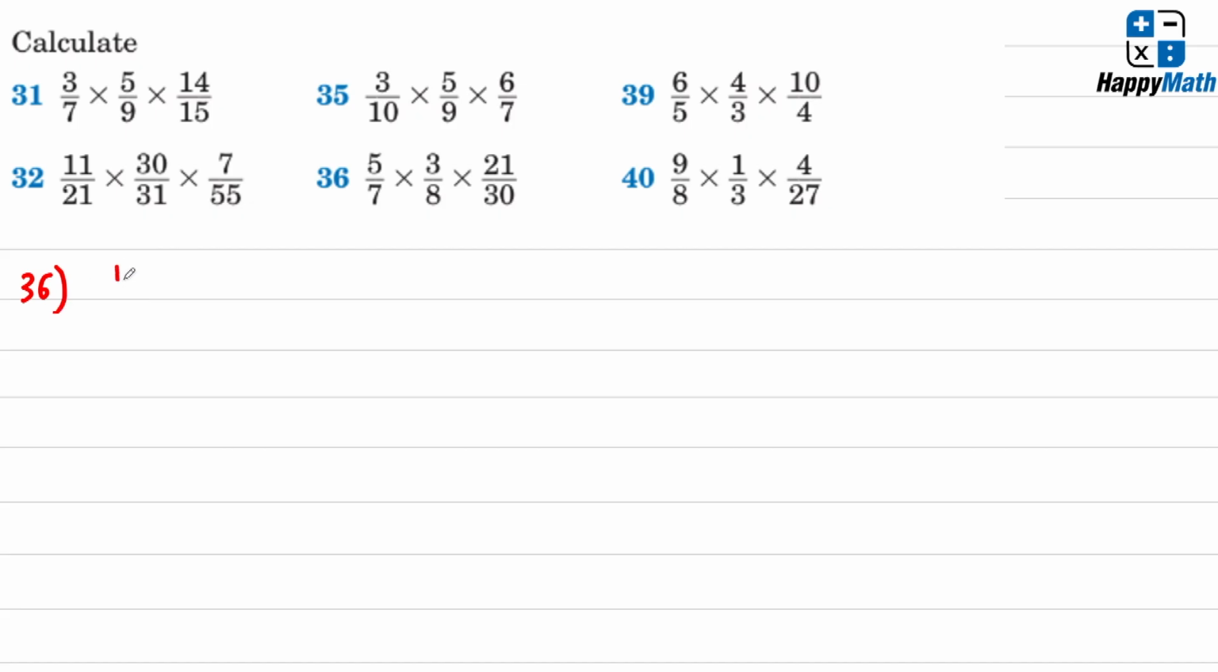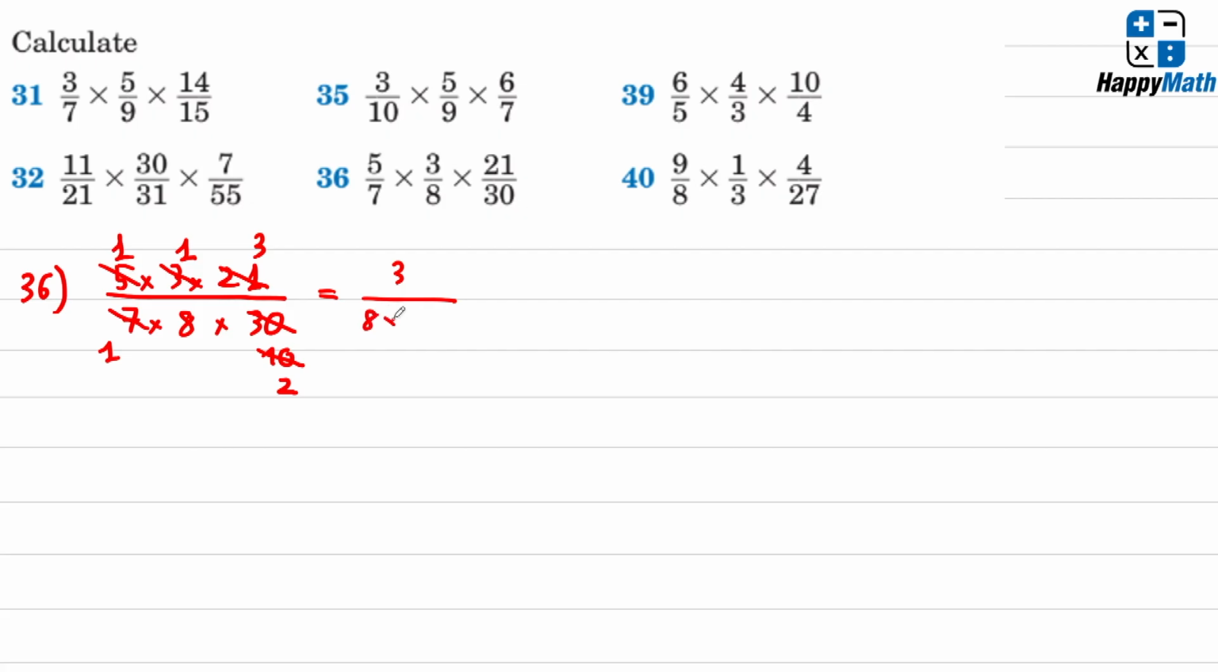Question 36, 5, 3, 31 over 7, 8, and 30. So how can you simplify? 7 and 21, you got 3 here and 1 here. 3 and 30, you got 10 here and 1 here. And 5 here and 10 here, you got 2 here and 1 here. So after that, you got 3 over 8 times 2 equal to 3 over 16.